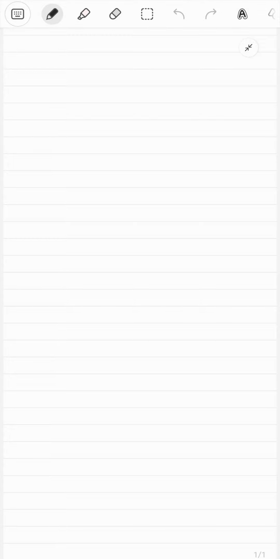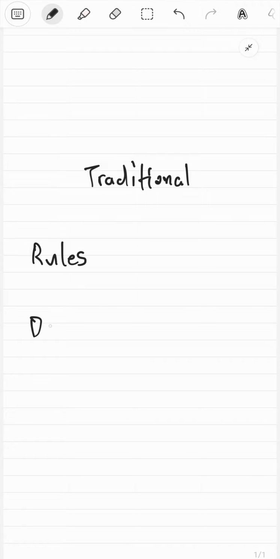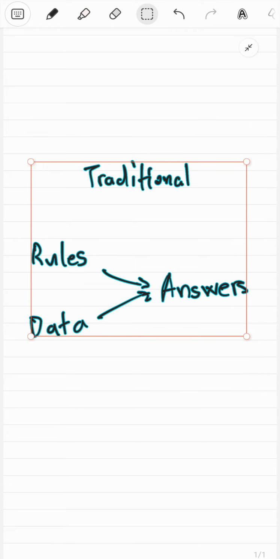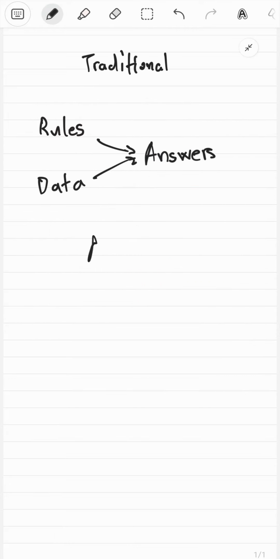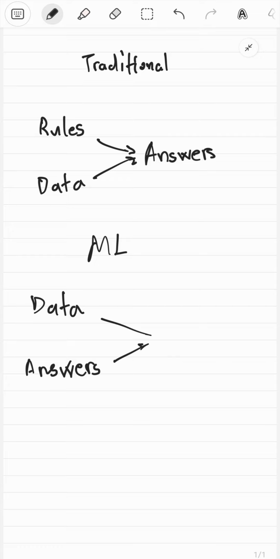But essentially, in traditional programming, you give rules and data and then you get answers. But in machine learning, you do the exact opposite. So traditional programming, right? What you do is you give rules and then you also give the data, and from that you get the answers. In machine learning, it's very different. So in ML, what you do is that you give the data and you give the answers, and your program gives you the rules.